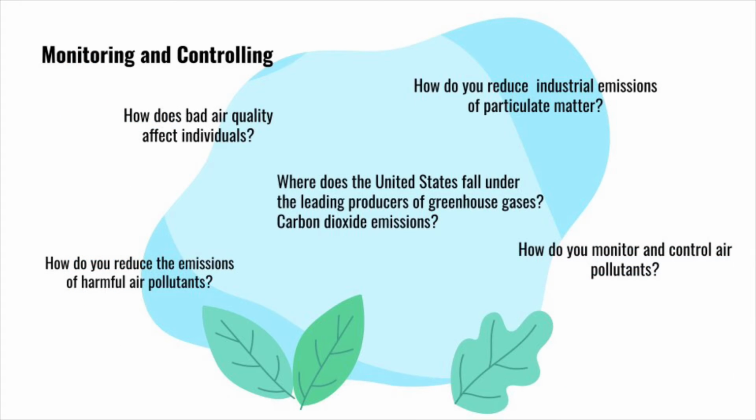In the next slide, we have monitoring and controlling. So the United States has made strides towards improving the air quality and thus reducing levels of pollutants in the air. This is due to bad air quality being associated with things such as lung cancer, skin cancer, damage to tissues, breathing and lung impairments, bronchitis, pneumonia, and more.